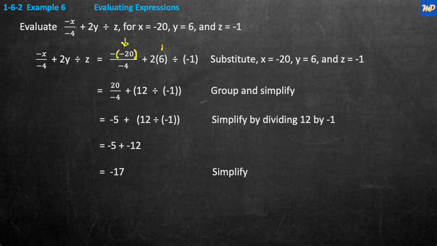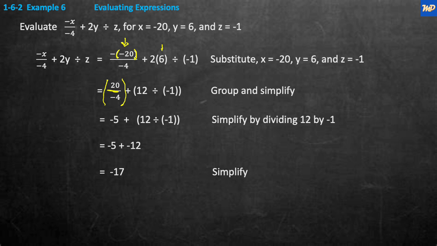Why? Because we're using PEMDAS, right? You have to do your groupings first. Here's the first grouping, because a division bar right there is a grouping symbol. That means you have to do that division before you go on to these pluses and stuff. So we did that first, and we started clearing the parentheses up here. Now we can start clearing this. This is 12 divided by negative 1.